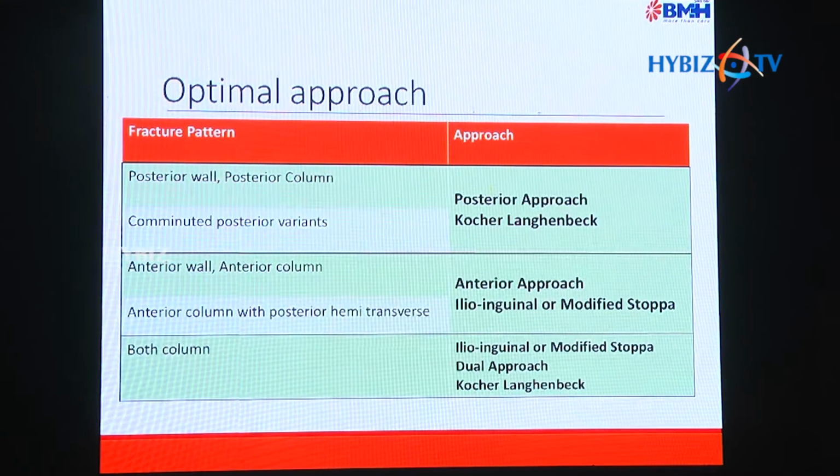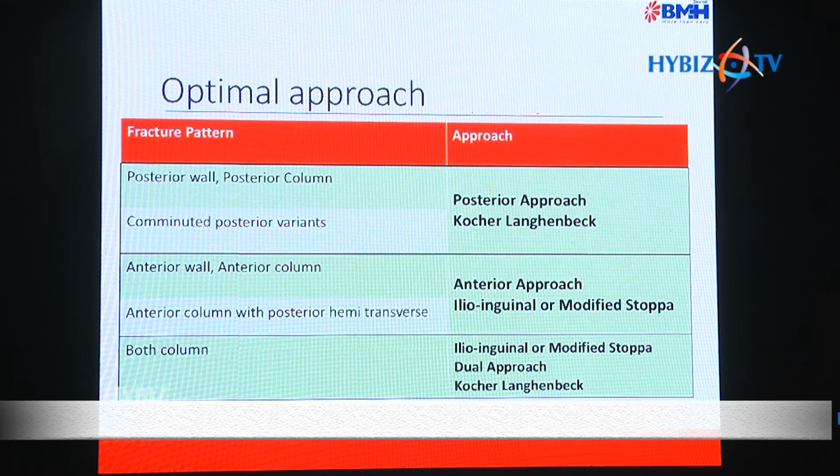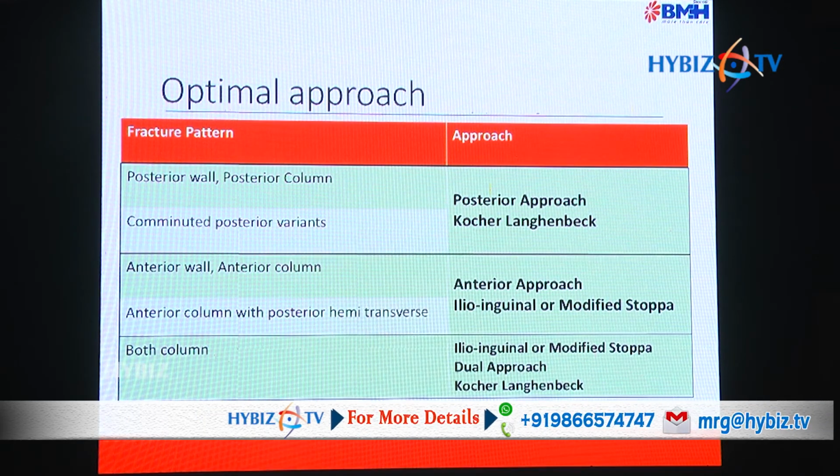The optimal approach has already been described, so there is no confusion in selecting the approaches. If it is a posterior column or posterior wall fracture, you go posteriorly. If it is an anterior column or anterior wall fracture, you can select the anterior approach. In both column fractures, the first approach should be the anterior approach, and if that is associated with a posterior wall fracture, you can go for a dual approach.